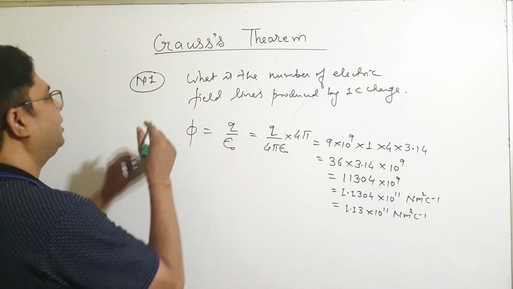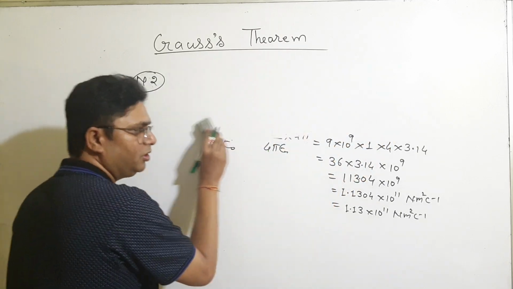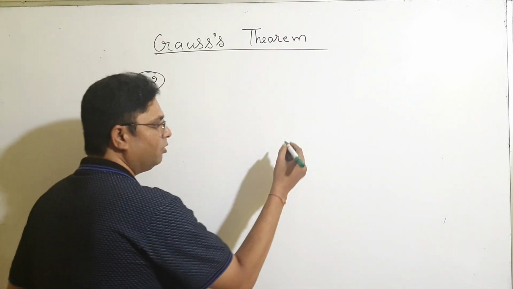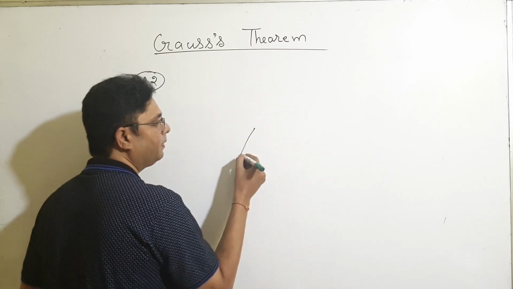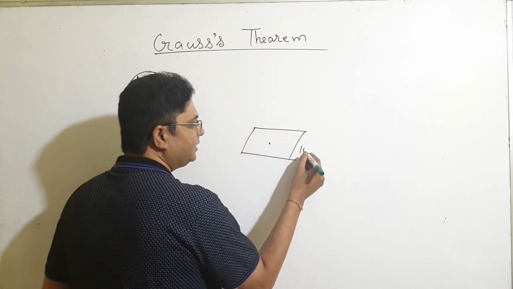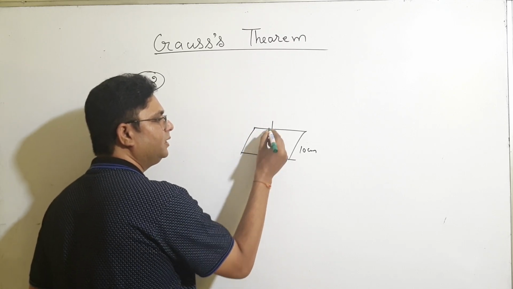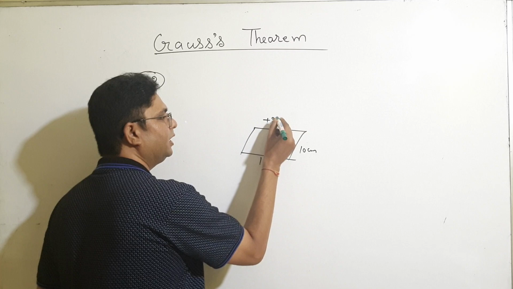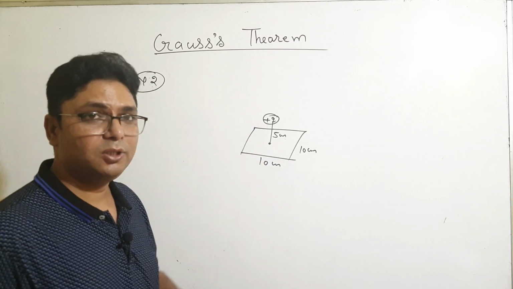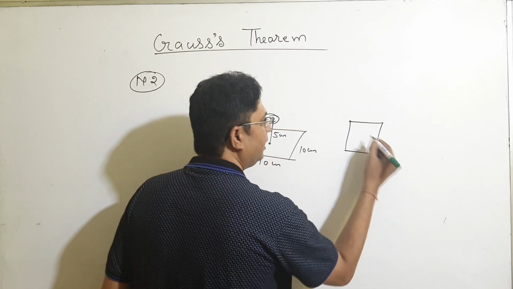Now let us see the second numerical, numerical number 2. The second numerical is one which comes many times in examinations, and it is in your NCERT book also. The question is: here we have a square of 10 centimeter edge. From here go 5 centimeter above. This is 5 centimeter. Put a charge Q here. Then what will be the electric flux through this surface? For solving this type of question, first of all we take a cube. Let us take a cube.